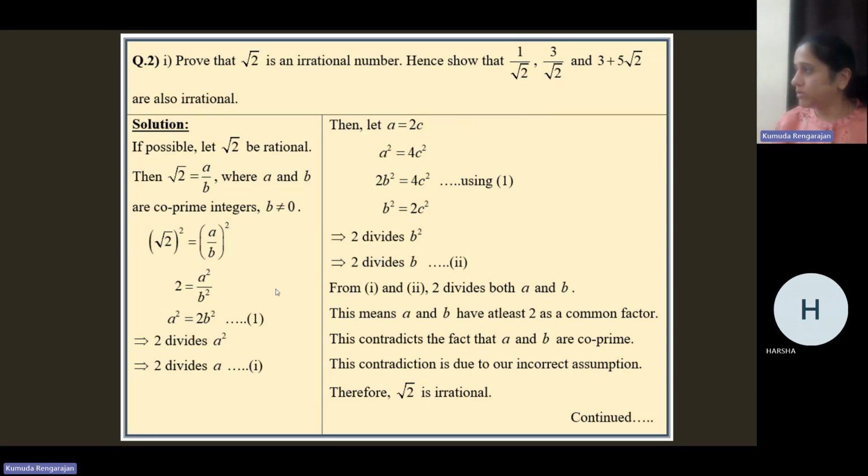Some children, all the material I send, they take a Xerox and they keep it. They file it chapter wise, they make a file and keep the record, meaning they keep the Xerox of the material I share on WhatsApp. You can do that, but please complete the notes also.